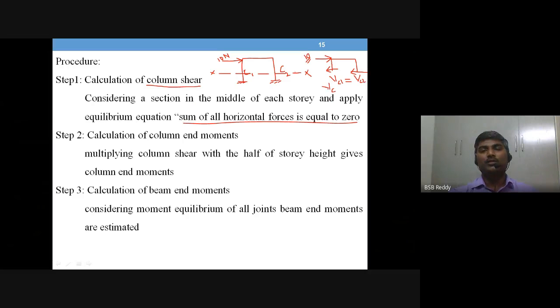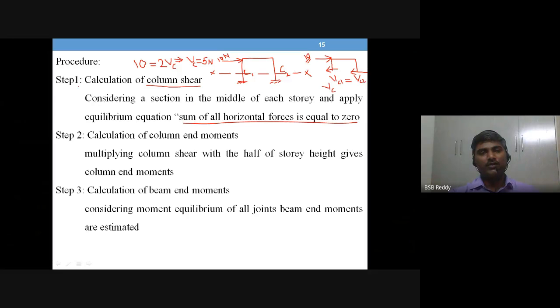Now you apply this horizontal equilibrium onto the free body diagram. So 10 is equal to VC1 plus VC2, which is nothing but VC1 or VC2, so it is 2 times VC. So the shear in the column, VC, is equal to 5 newtons, right?